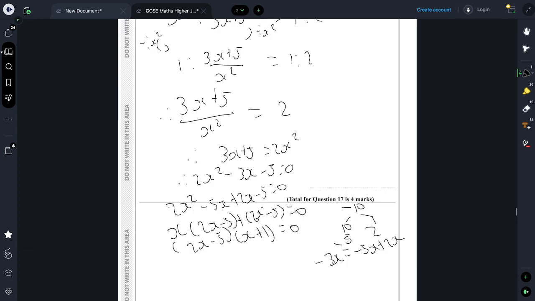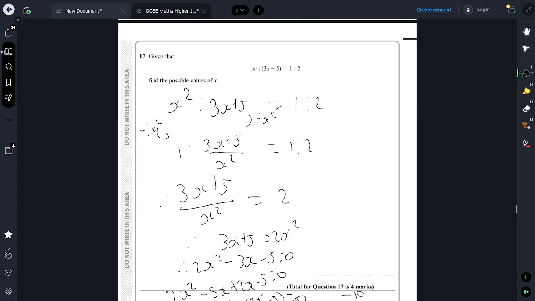And you can check this works. If you expand the brackets, you should get this quadratic back: 2x squared minus 5x plus 2x, that's minus 3x, which is the original one, minus 5. Yeah, so that's right. So now we're solving. Literally set each bracket equal to 0. So 2x minus 5 equals 0, so x is 5 over 2. Or x plus 1 equals 0, so then x is minus 1. And there are your two solutions. So the possible values are 5 over 2 and minus 1.